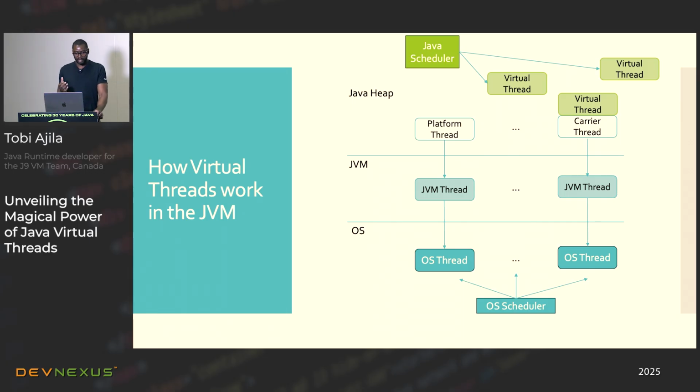So here is a similar diagram to the one you saw earlier. On the left, we have the platform thread with the one-to-one relationship with the OS thread. And on the right, you have a carrier thread, which is identical to a platform thread, one-to-one relationship, but its purpose is to run virtual threads. So when you think of how an OS thread can be executed on a CPU core, and you can have many OS threads executed on fewer CPU cores, it's the same kind of concept here, where you can have many virtual threads executed on fewer carrier threads.